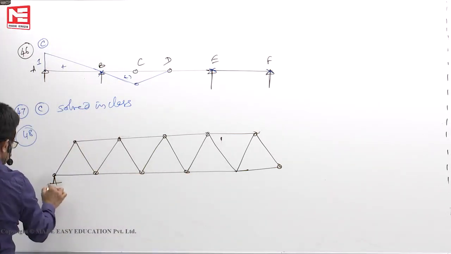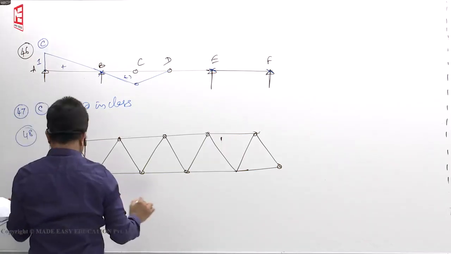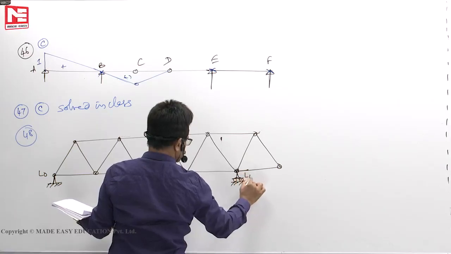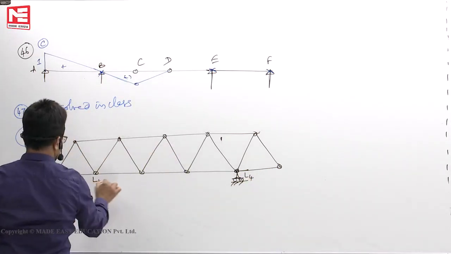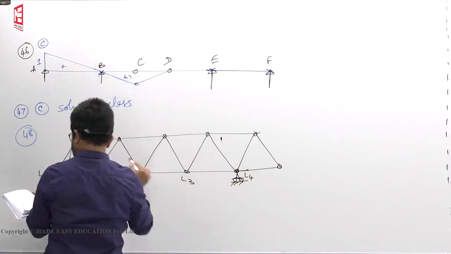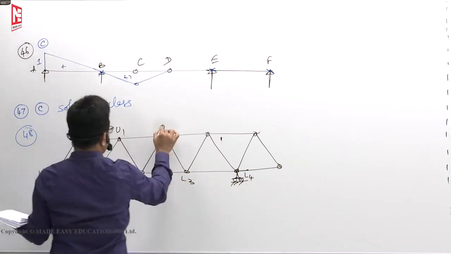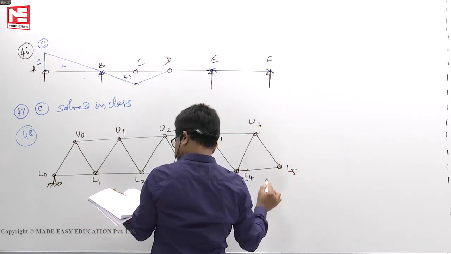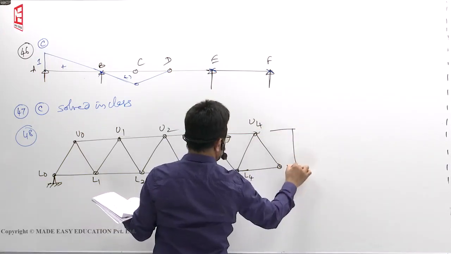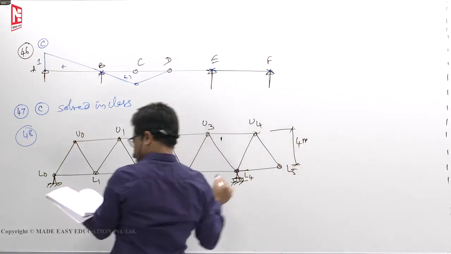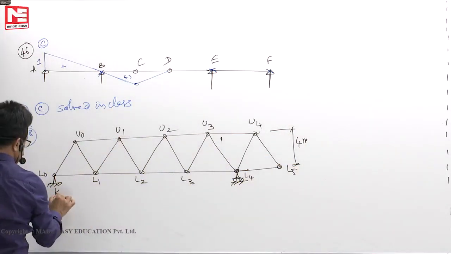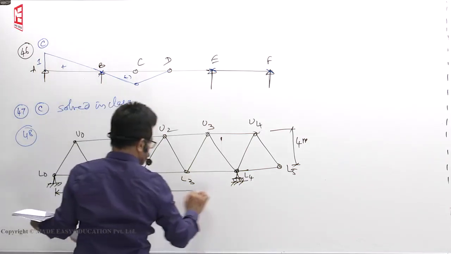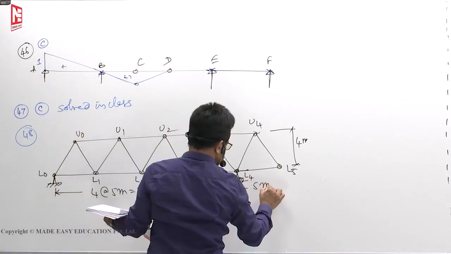supported here at L0 and L4. This is L1, L2, L3, whatever may be the numbers. U0, U1, U2, U3, U4. This is L5. This height is 4 meters. This span is 4 spans at 5 meters, 20 meters. And this is 5 meters.